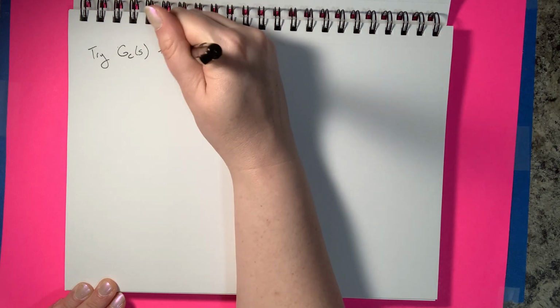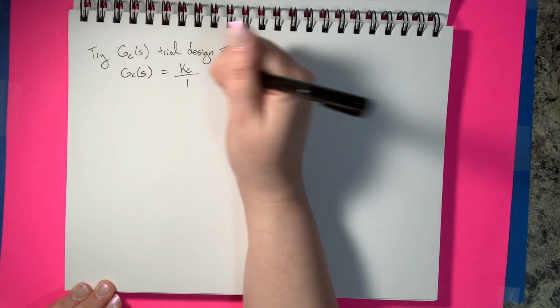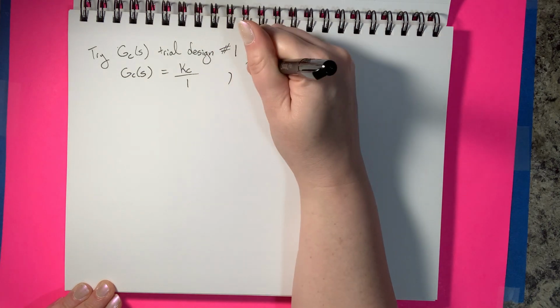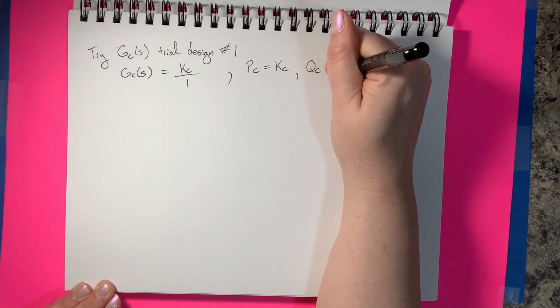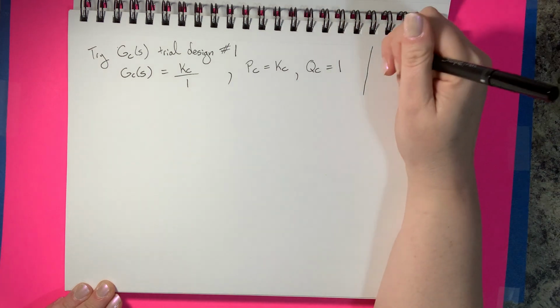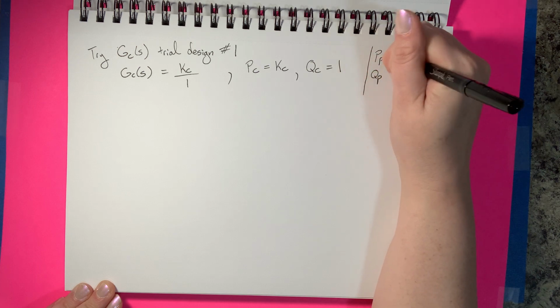GC of S, trial design number 1, okay? So if GC of S is equal to this KC, which is a gain I'm going to design, over 1, that means that P sub C is equal to KC and Q sub C is equal to 1. All right, now we already know what our P sub P and Q sub P are.